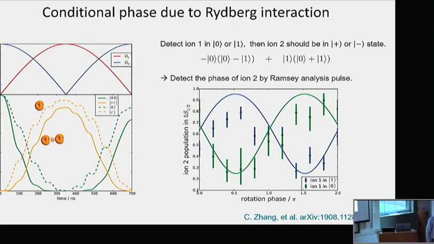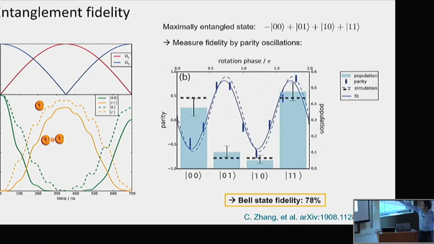You can also, after you prepare such a state, rotate it by a global pulse into effectively a Bell state, and then you can measure parity oscillations. If you measure the parity oscillations on the state, you get something like that. So it's an entanglement operation that is operated below 1 microsecond, in 700 nanoseconds. The fidelity is not perfect yet. We still have to work quite a lot on making that better, but it's a really nice class of gates.